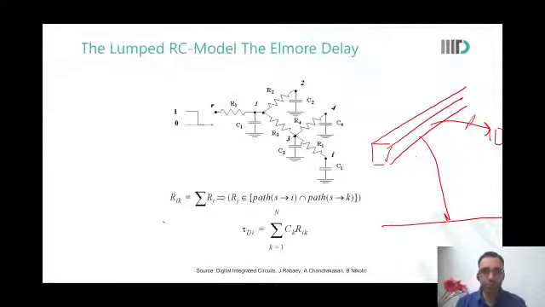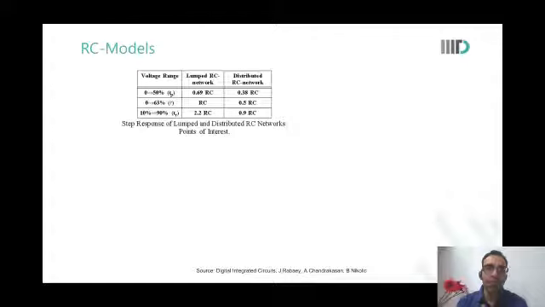So what are these RC models? What is the difference between the step response of a lumped model and a distributed RC network? For example, for propagation delay from 0 to 50%, a lumped network would use a delay of 0.69 RC, whereas in a real RC network the delay would be only 0.38 RC. And the 10% to 90% delay would be much more pessimistic for a lumped network than for a distributed network. So what does it mean? It means we should not use a lumped model.